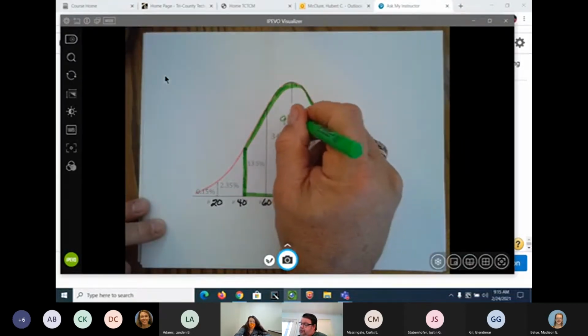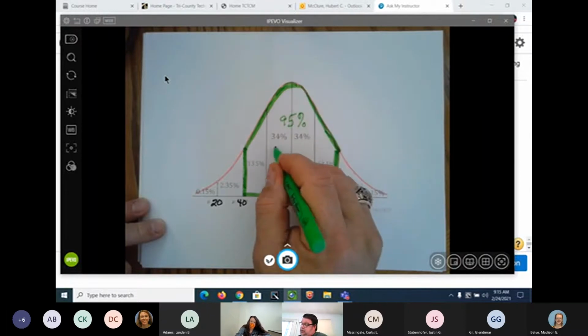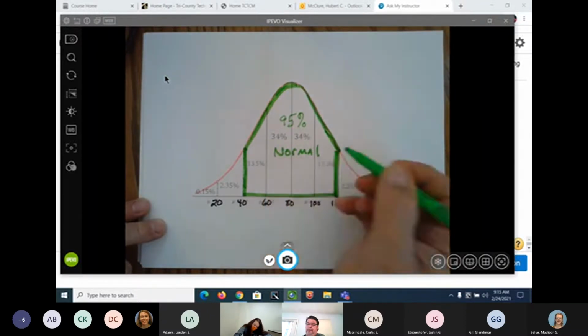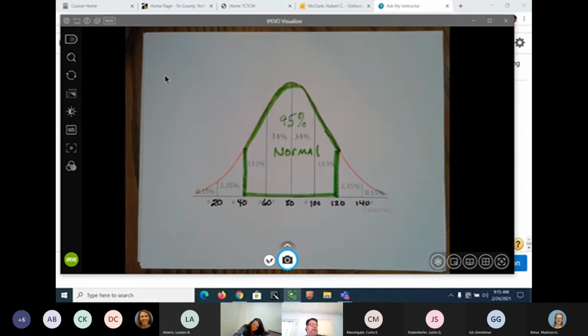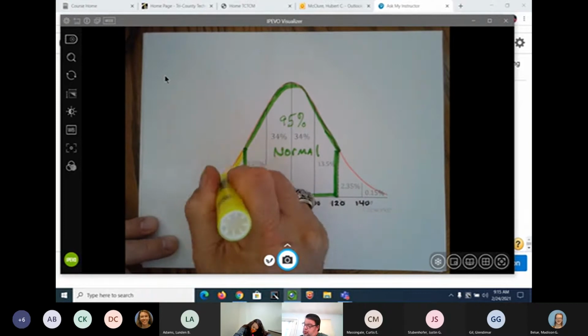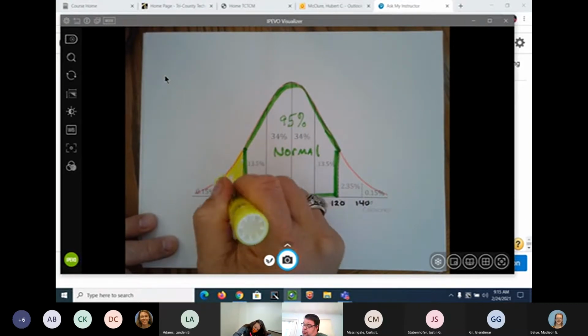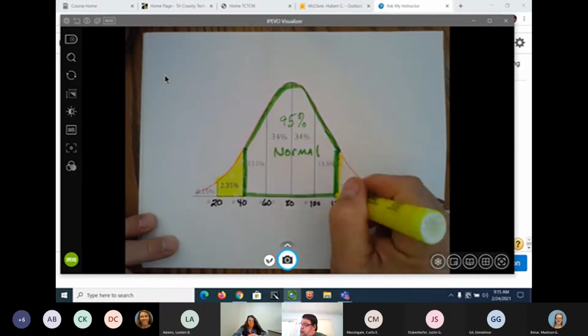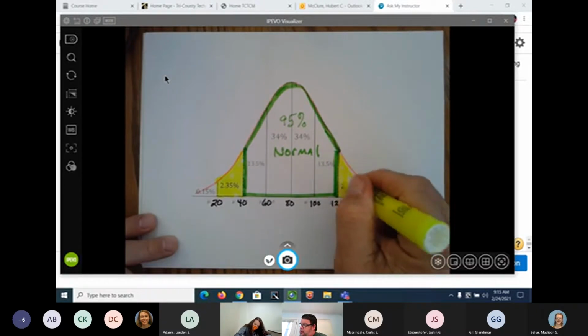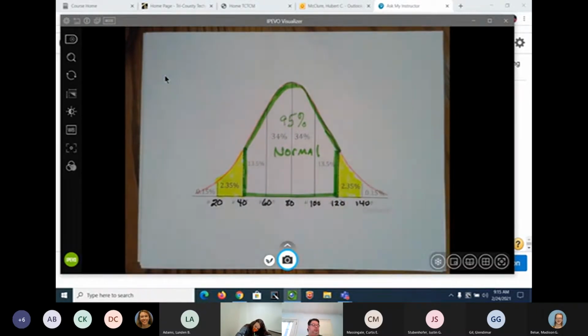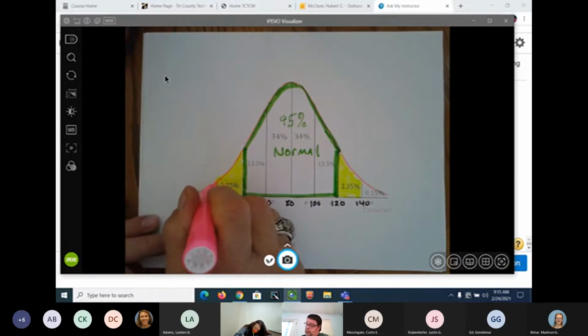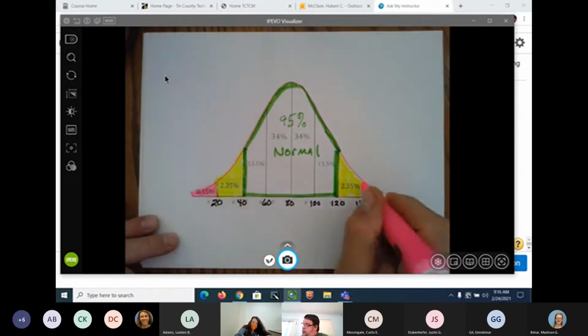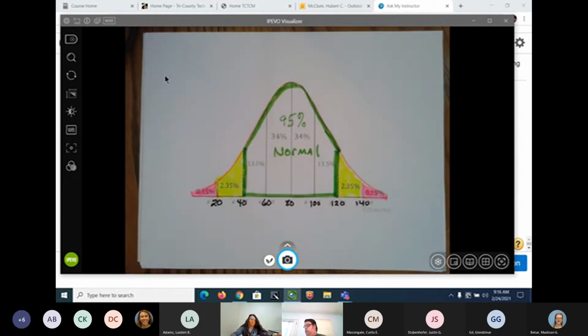And that's 95%, and that's considered normal. And then we've got the yellow area, which is unusual. And then you got the red area, which is considered outliers. Now let's answer the questions.